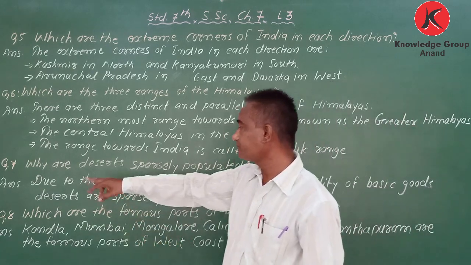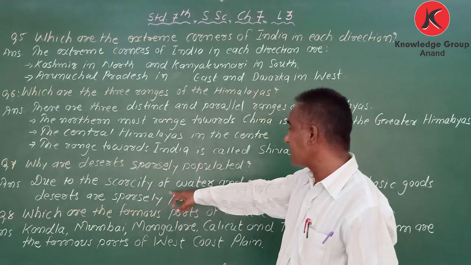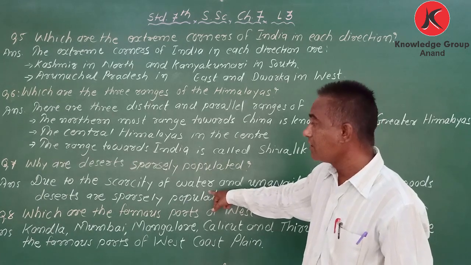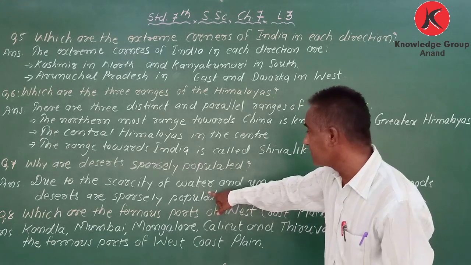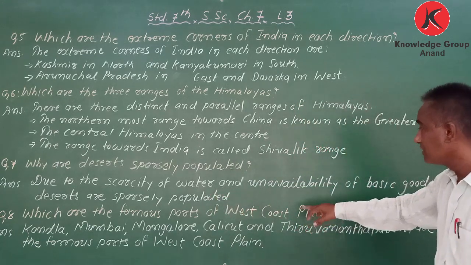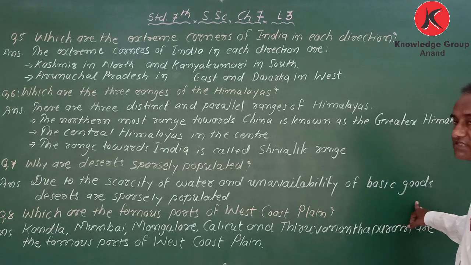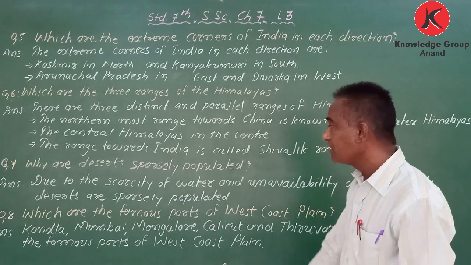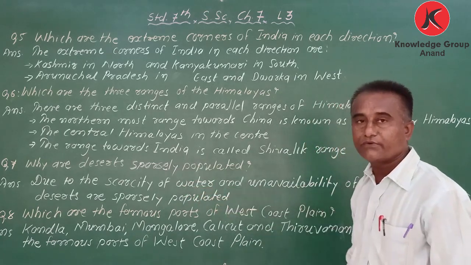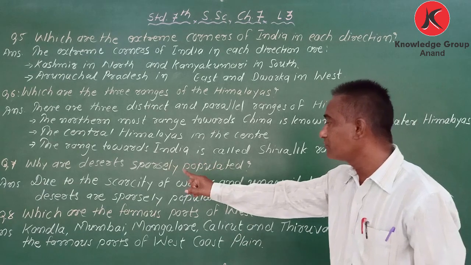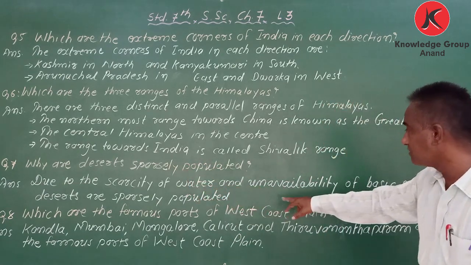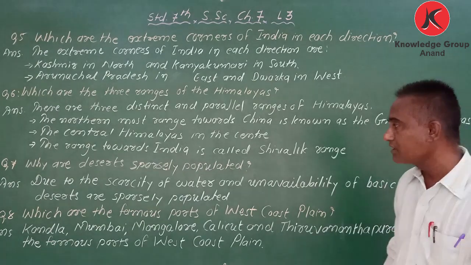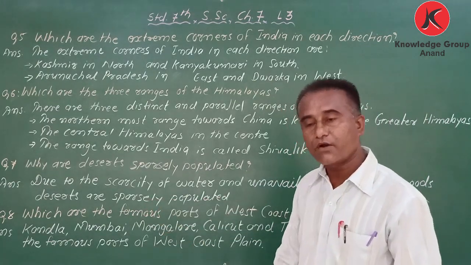Answer: due to the scarcity of water and unavailability of basic goods, deserts are sparsely populated. Why? Due to the scarcity of water and unavailability of basic goods, deserts are sparsely populated.